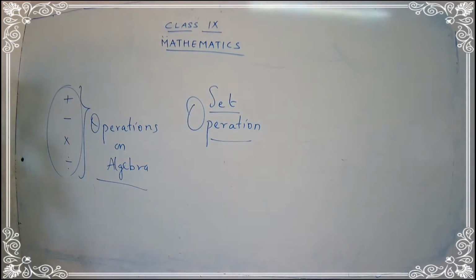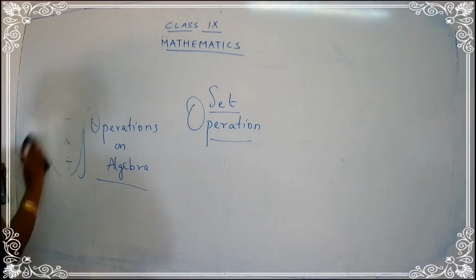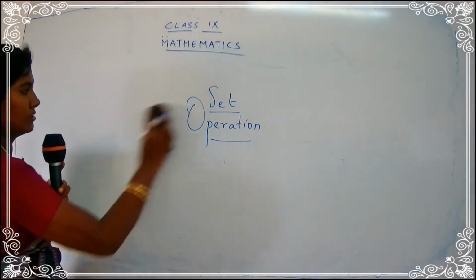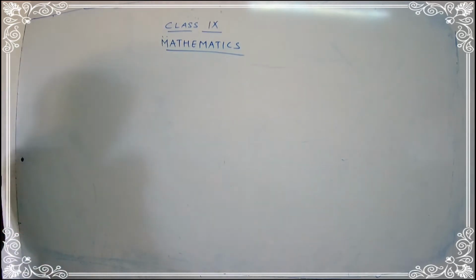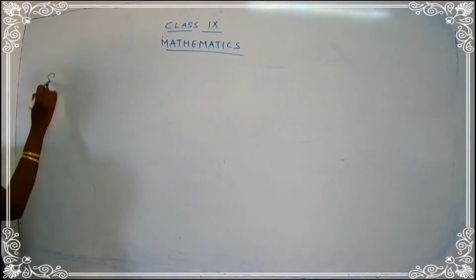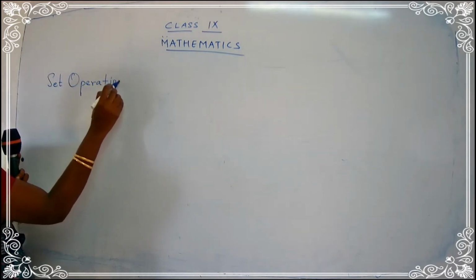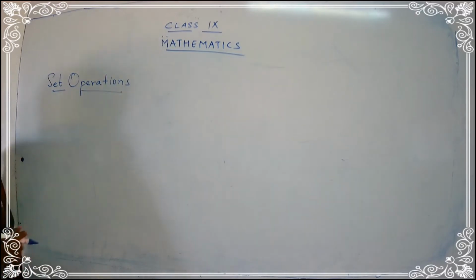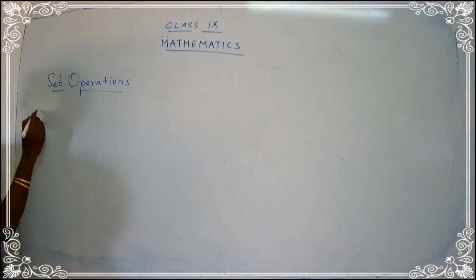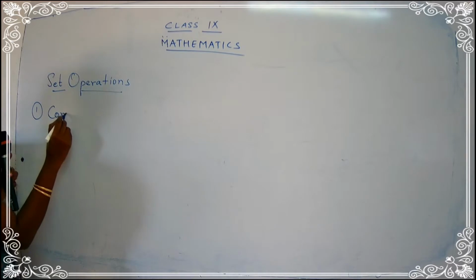I would like you to take your classwork and get ready with your maths textbook. Lay down your classwork. Write down today's date and today's day. Give the heading set operations. I'll explain the points and you're going to write them down in the classwork. Under set operations, write the first point as complement of a set.